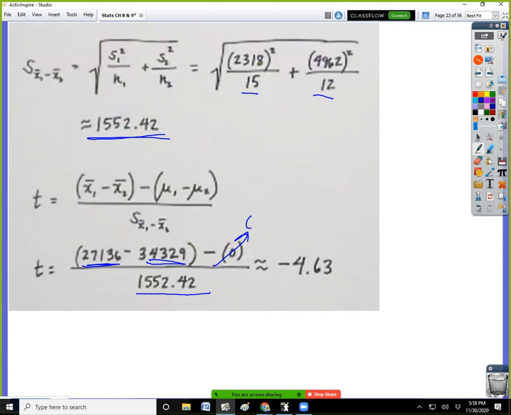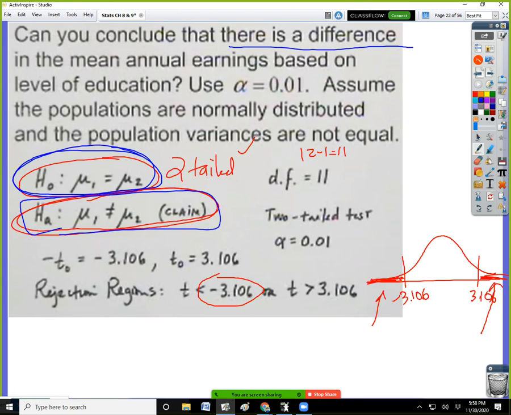We're assuming mu1 and mu2 are the same, which is why we always assume that, because then we can cross that term out. So we get minus 4.63. Minus 4.63 is certainly less than minus 3.106. So yay, I get to reject H sub 0 that says that the salary is the same.